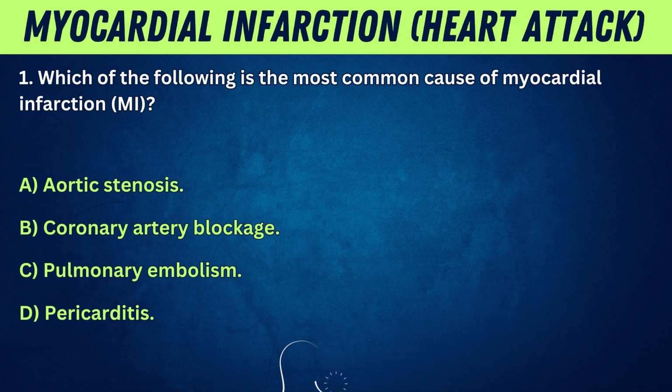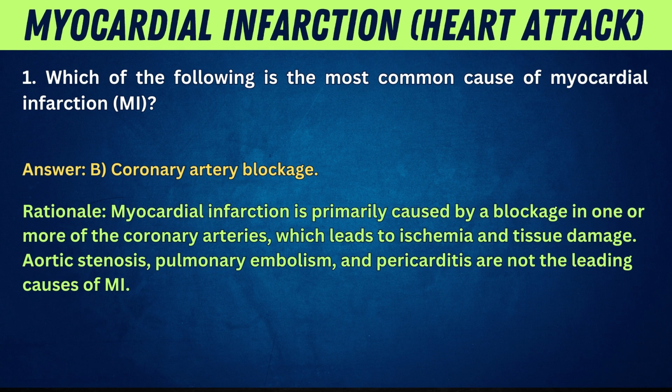1. Which of the following is the most common cause of myocardial infarction, MI? A. Aortic stenosis. B. Coronary artery blockage. C. Pulmonary embolism. D. Pericarditis. Answer: B. Coronary artery blockage. Rationale: myocardial infarction is primarily caused by a blockage in one or more of the coronary arteries, which leads to ischemia and tissue damage. Aortic stenosis, pulmonary embolism, and pericarditis are not the leading causes of MI.